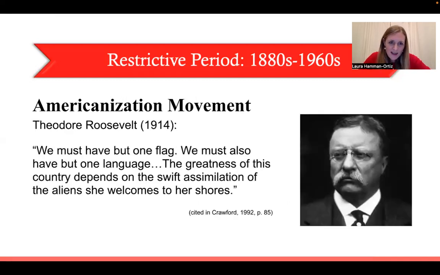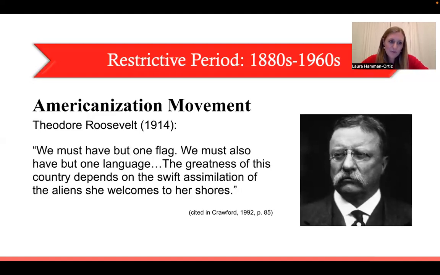So a lot of this was tied to a broader Americanization movement that was happening at this time period, around the time of World War I, this coming together of a national identity. And at that time, as I mentioned at the beginning, a lot of immigrants were arriving in the United States, and so there was this fear that immigrants were going to take over America and fundamentally change the identity of what it meant to be American.